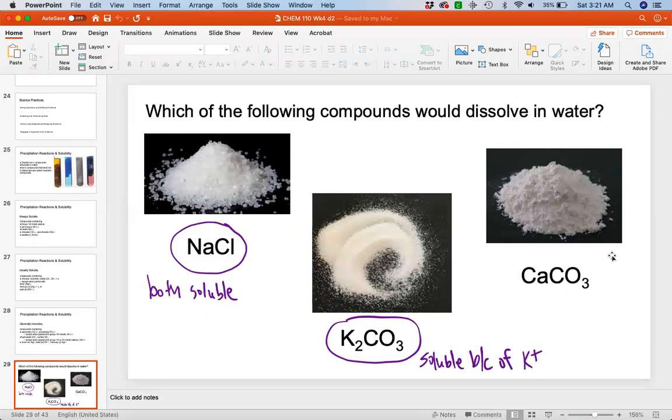The potassium carbonate is going to be soluble because of this group 1 metal, again, potassium. The calcium carbonate is not going to be soluble. So even though these are all three white solids, even though they all have a powdery nature to them, because of their chemical properties, they're going to behave differently.